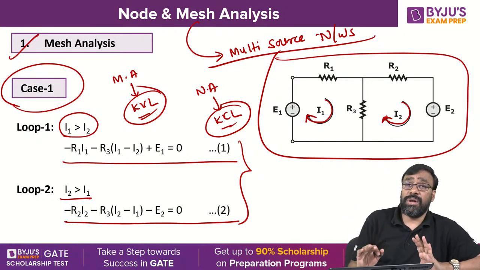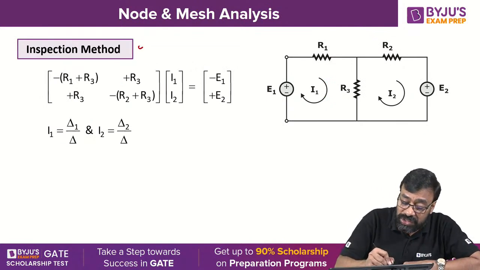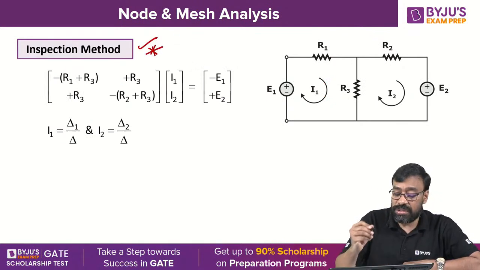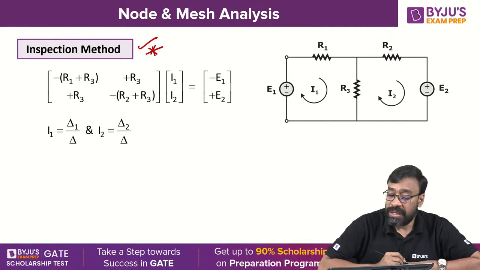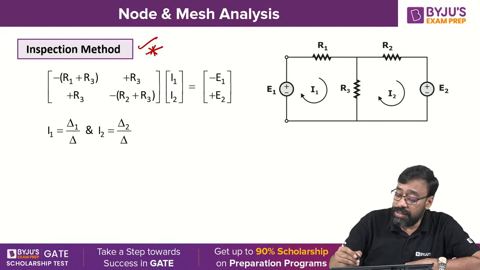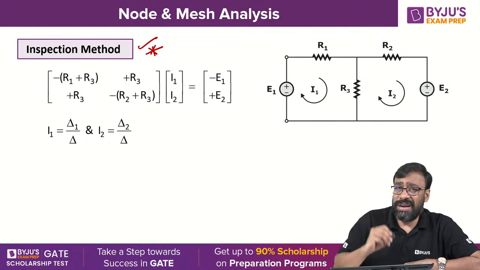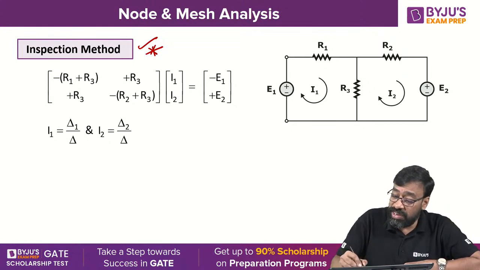What I want to explain here is the method called the inspection method. How do you write the equations using the inspection method? The same circuit I'm taking here, all of you please look at this carefully. You have two variables, right? There are two equations, because there are two fundamental loops. How many loops are there? Actually, three loops are there.